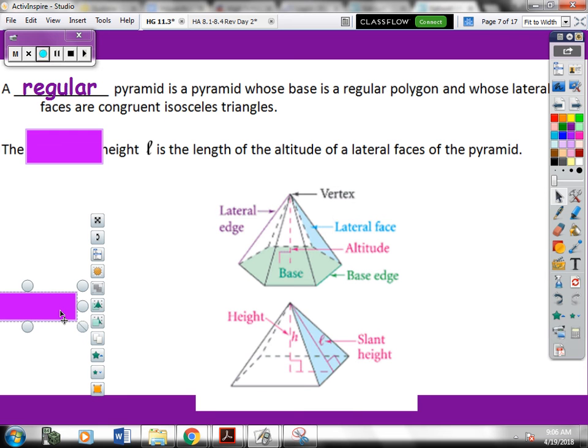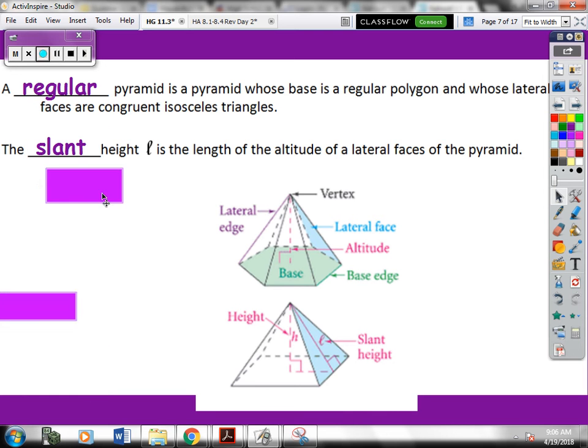A regular pyramid is a pyramid whose base is a regular polygon and whose lateral faces are congruent isosceles triangles, which just tells you that all 6 of the triangles will be the same size. The slant height, L, is the length of the altitude of a lateral face. It's called a slant height because it's the height of the slanted surface. We abbreviate that with L. We don't use S because S is usually the side of a polygon. So that's why they use L.